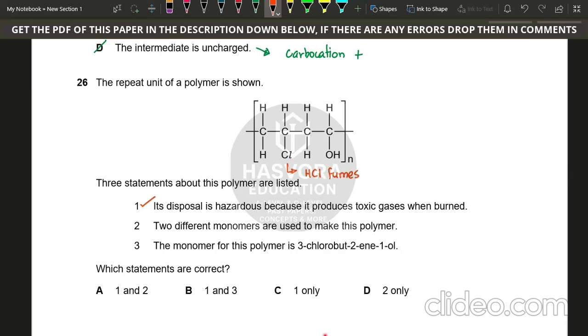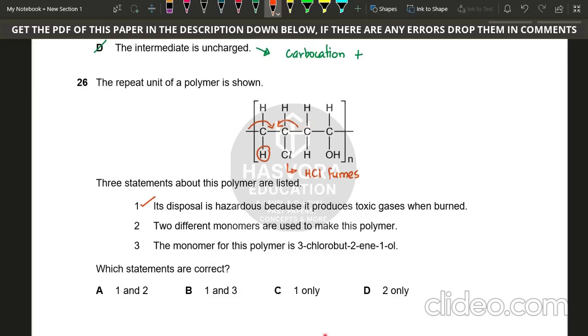Now the second statement says two different monomers are used to make this polymer. How are we going to decide whether one or two monomers are being used to make it? First of all, if I try to make the monomer of this, I will just try to flip this again, so I can form the double bond, and I will also do it here. Now I will actually lose one of the hydrogens. But if I try to unwind this again, this carbon is already saturated, so it has the maximum number of bonds. Okay, so I cannot do this.